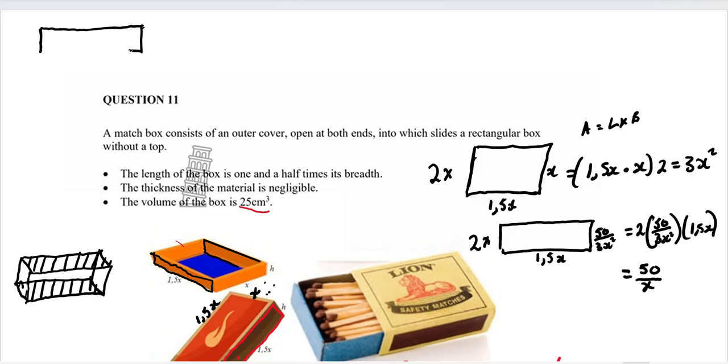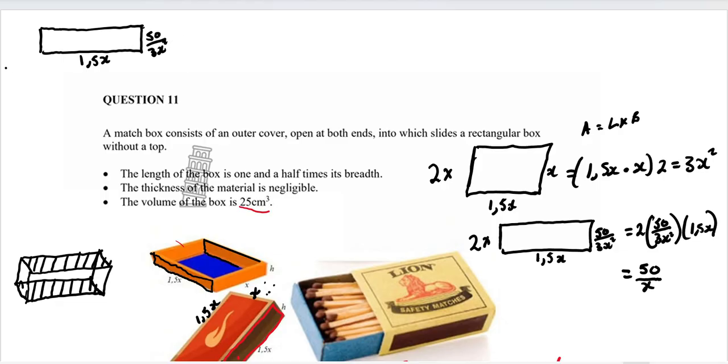Let me draw it for you. It is like this. Here we have 1,5x, and then here is this side where we have our height. What's our height? We said our height is 50 all over 3x squared. Do you get me? I hope you understand.